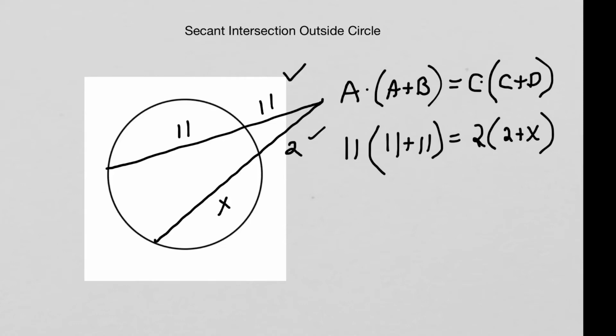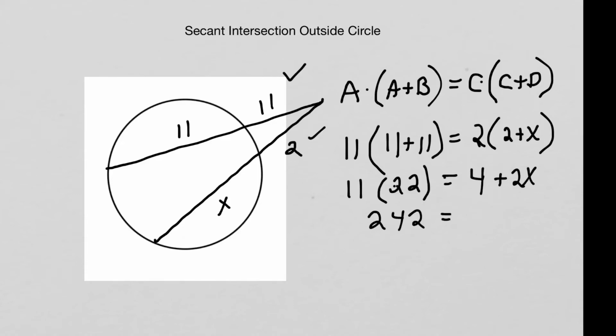Now we're going back to just do some regular algebra. This is going to be 11 times 22, because 11 plus 11 is 22, equals 2 times the quantity of 2 plus x. 2 times 2 is 4. 2 times x is 2x. Going on down to the next level, 11 times 22 gives us 242. Then I just bring down this 4 plus 2x.